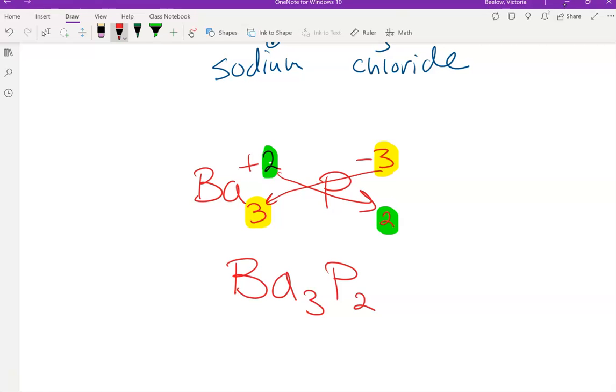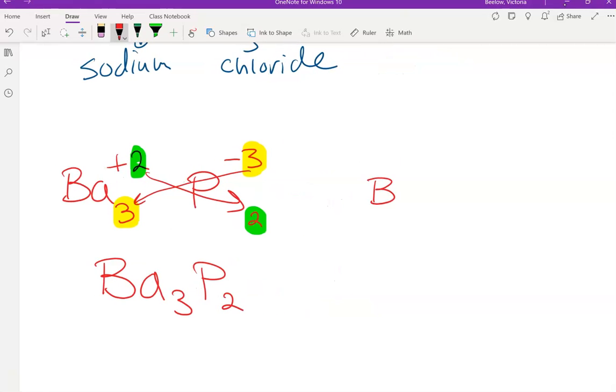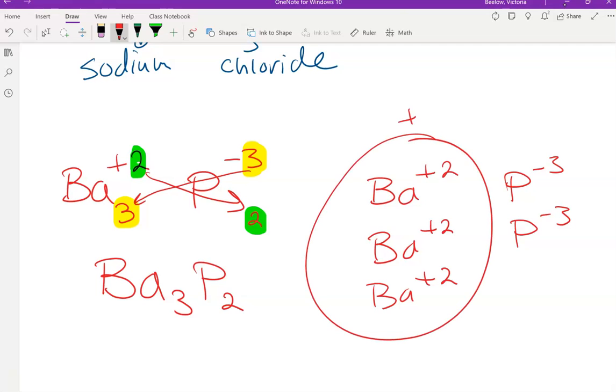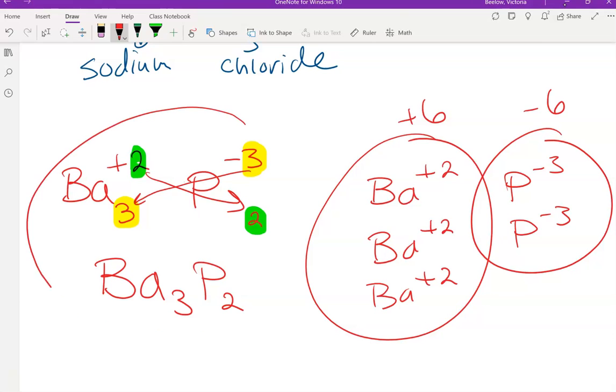Ba3P2. And this makes sense because if you have Ba, which is +2, and P, which is -3, you have to somehow get these to have an overall charge of 0. Well, if you have 3 Ba's, altogether this would be +6, and altogether this would be -6. And this would give you an overall charge of 0. But instead of writing them all out, you can just do the crisscross method.